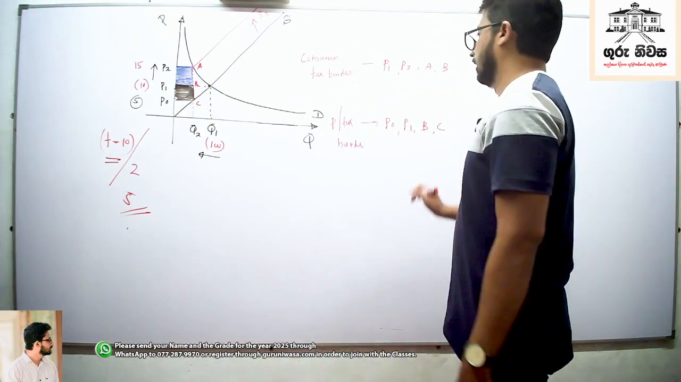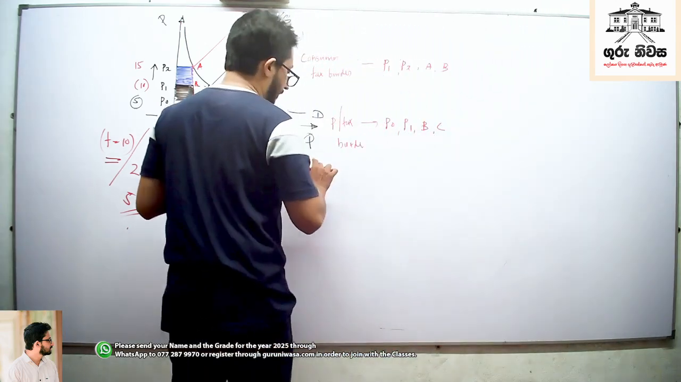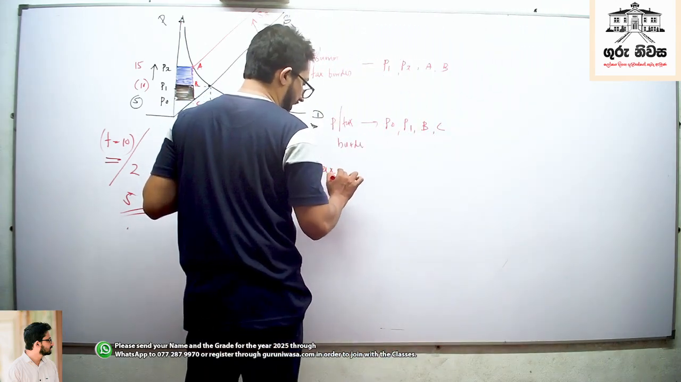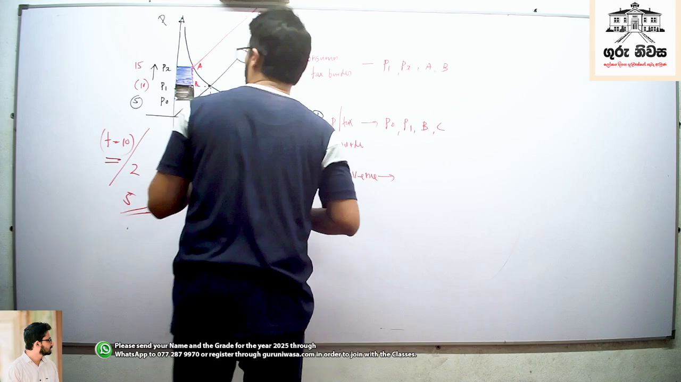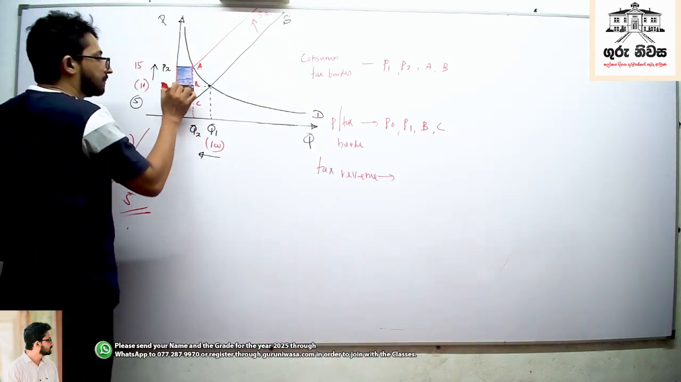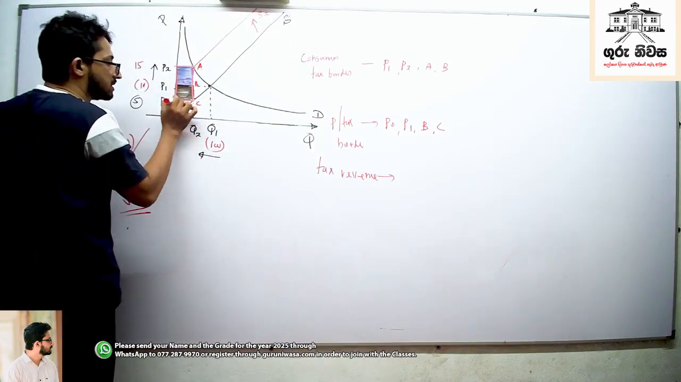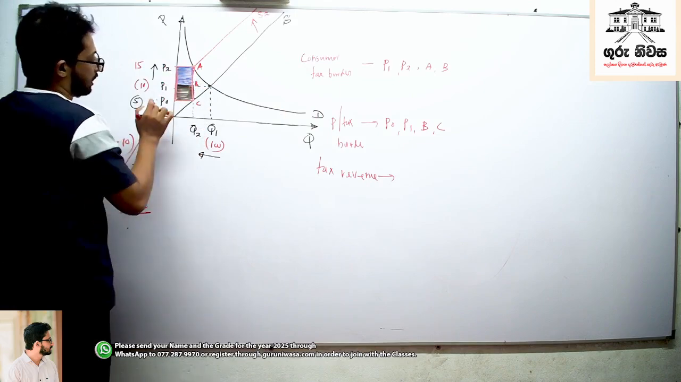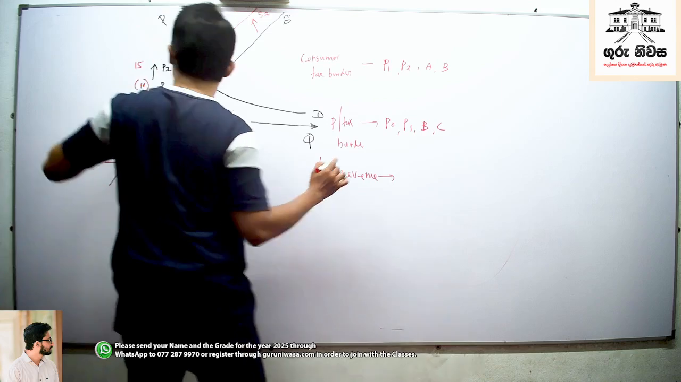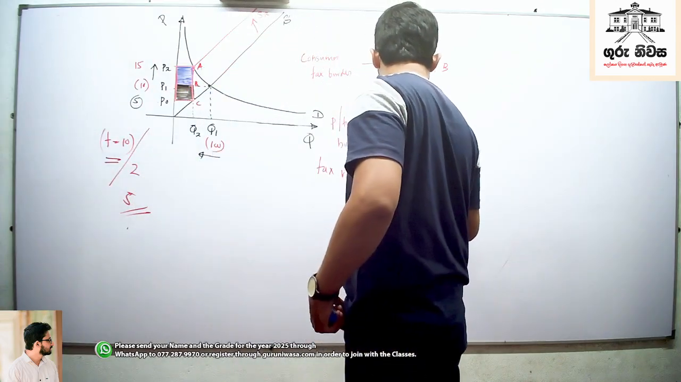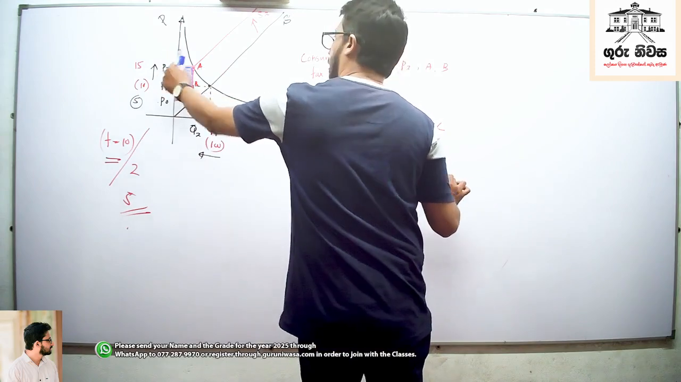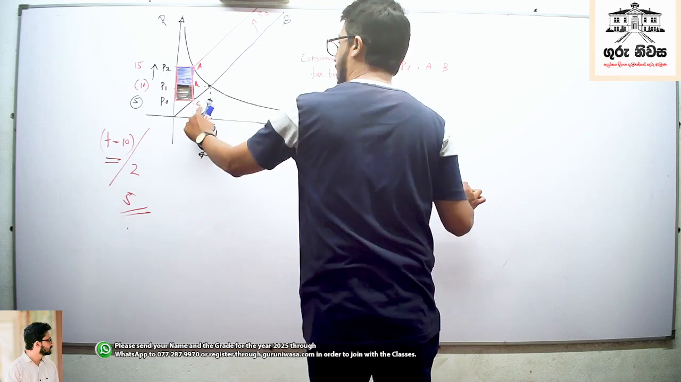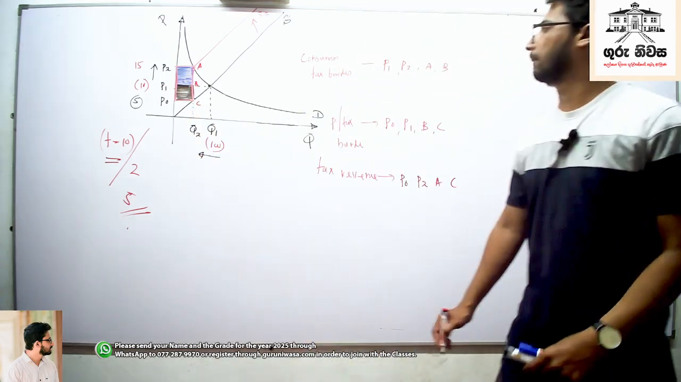Okay, then the final one is government tax revenue. Tax revenue means the total area, the area of this total rectangle: P0, P2, A and C.